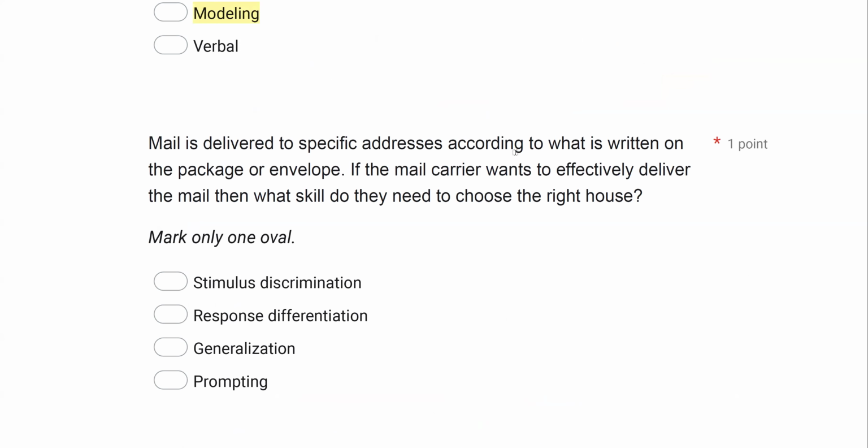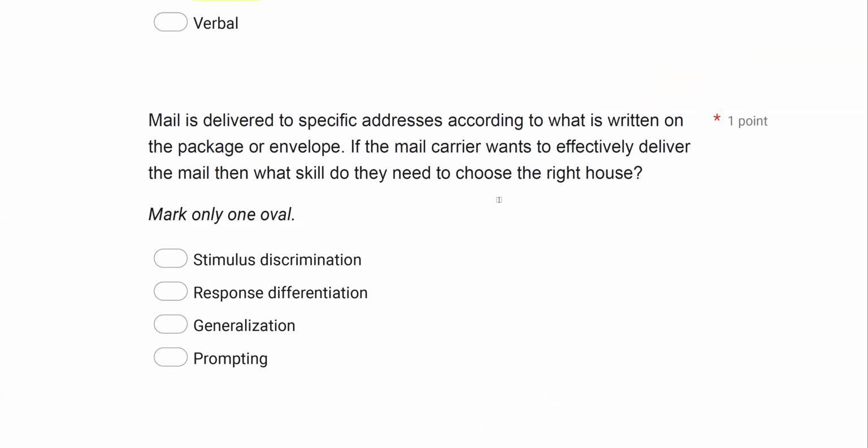Mail is delivered to specific addresses according to what is written on the package or envelope. If the mail carrier wants to effectively deliver the mail, then what skill do they need to choose the right house? Now, we're looking at the mail carrier's ability to do what? Well, they want to deliver mail, but more specifically, they want to choose the right house. And that's our dead giveaway. They're going to choose houses based on addresses. And so each house is going to have a different address.